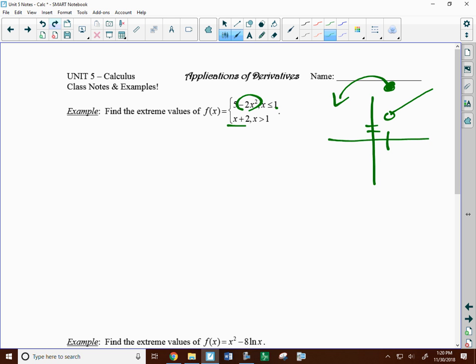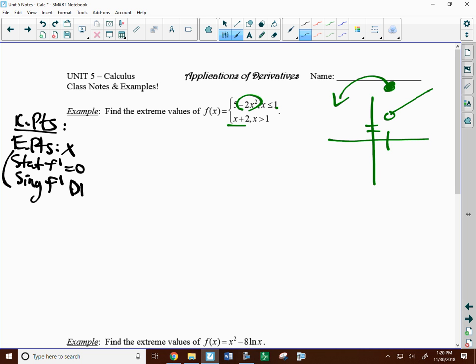Well, first thing I'm going to do is get my critical points. Oh, and we're on the entire domain. So here, I should write this down. Critical points. There are no endpoints, because we're on the entire domain. So then I need to look at stationary and singular. This is where f prime is 0, and this one's where f prime does not exist. So let's start with doing the derivative, and then we'll see where f prime equals 0.